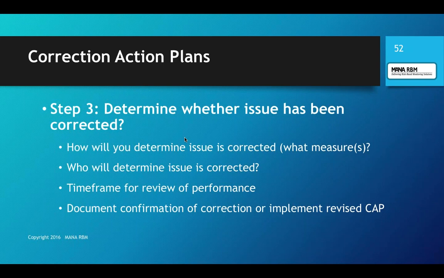Who's going to determine that that issue was corrected? What's the time frame for checking that? And then how are you going to document that that was corrected? Or if it's not corrected, what are you going to go back through and try to do again? So that's why this step of making sure that you know how you're going to make sure it's fixed is really, really important. Okay?